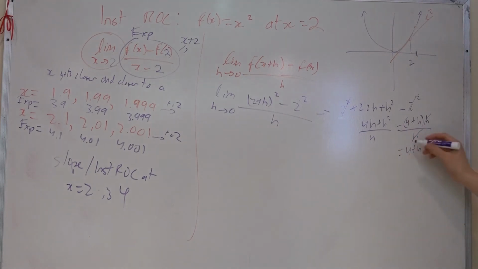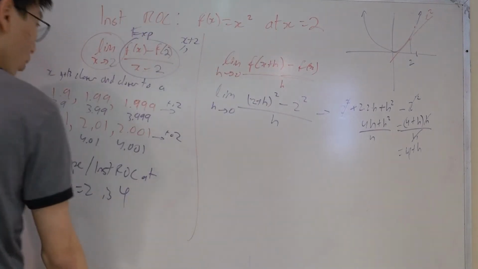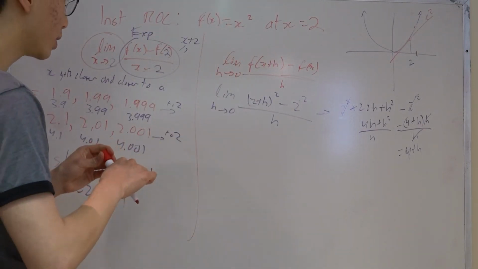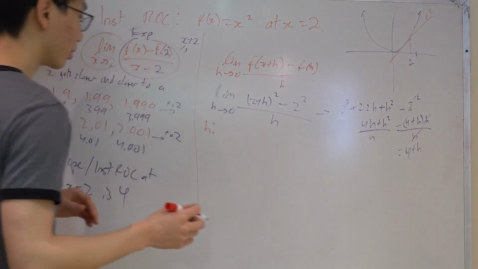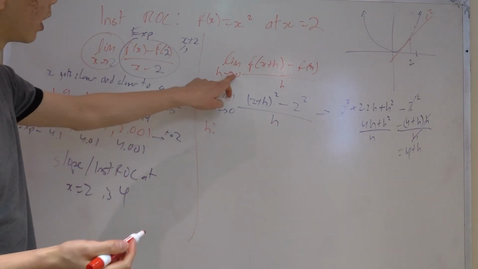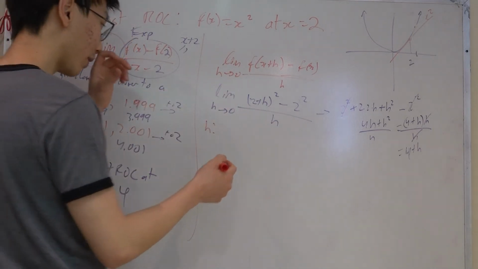Whereas this one is really nice. 4 plus h is really easy to work with. So what values of h do I need to use? I need to use values of h that are closer to 0. So let's take some values that are close to 0.